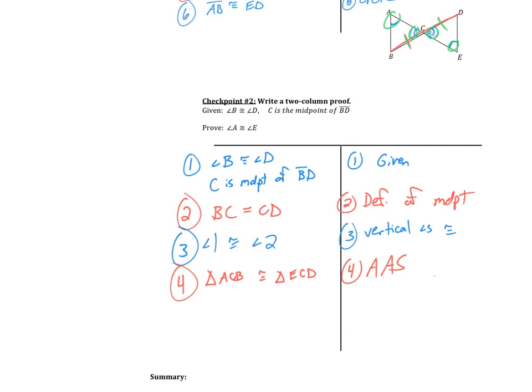So last step would be step 5. Angle A corresponds to angle E. So we could say angle A is congruent to angle E, and the reason is CPCTC. Okay, and that's what we got for today, CPCTC, and we can prove corresponding parts are congruent.